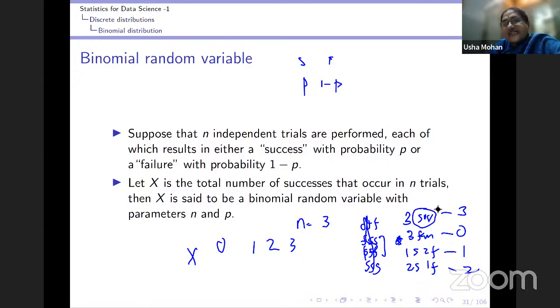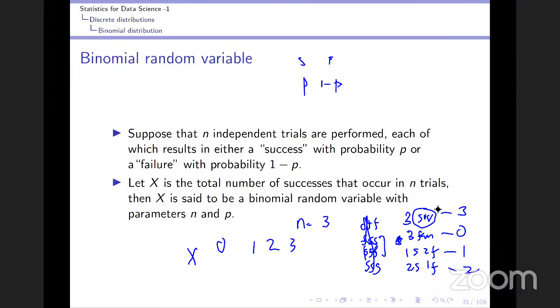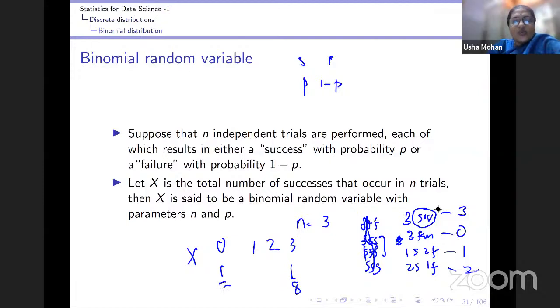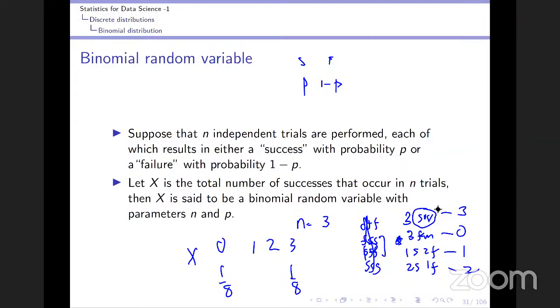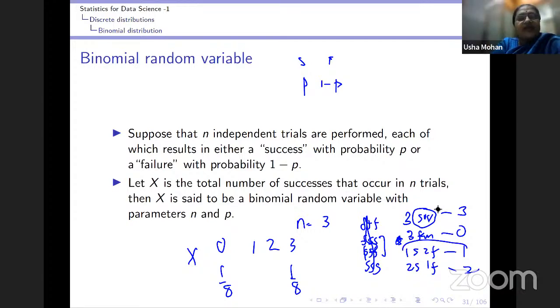That is all three successes. I'm tossing a coin three times. What is the chance of all three successes happening? The first is a success, second is a success, third is a success: 1 by 8. What is the chance of no success happening? That's also 1 by 8.